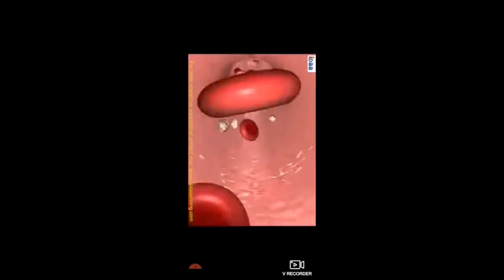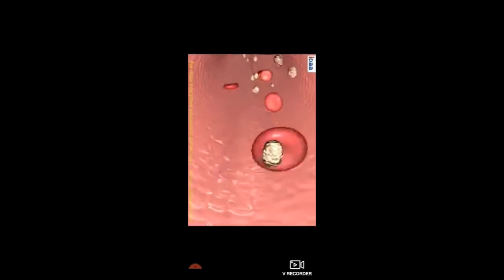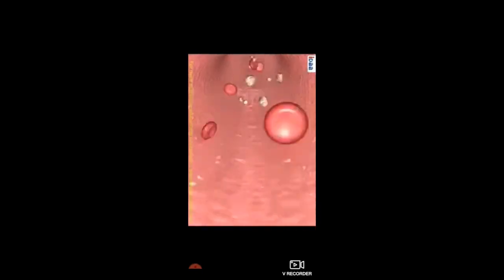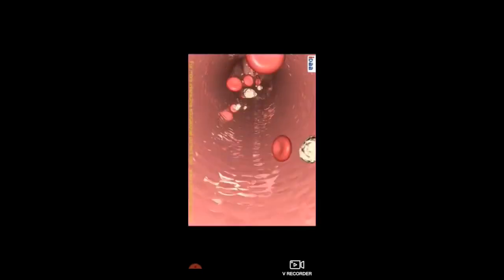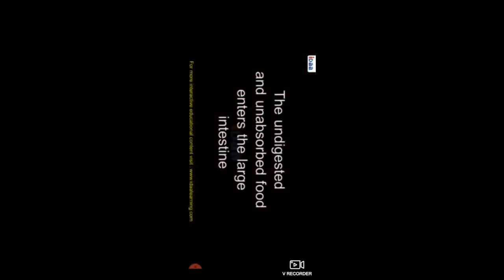In the cells, glucose breaks down into carbon dioxide and water with the help of oxygen and releases energy. The undigested and unabsorbed food enters the large intestine.